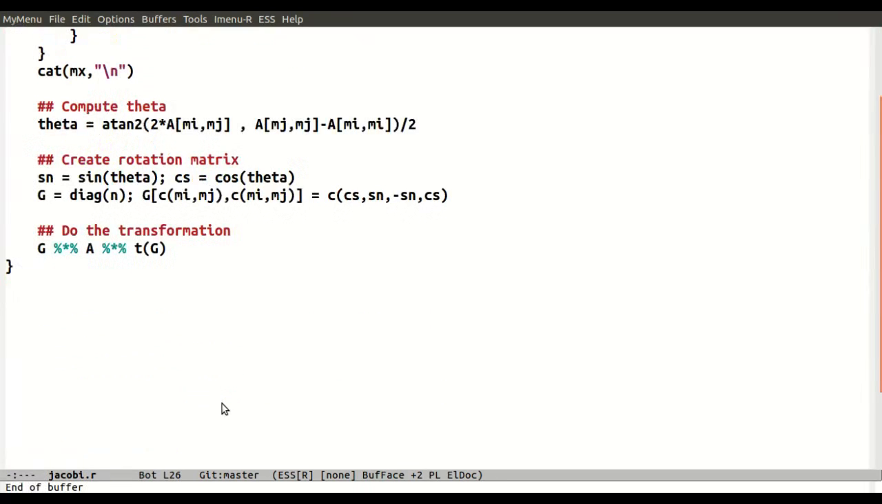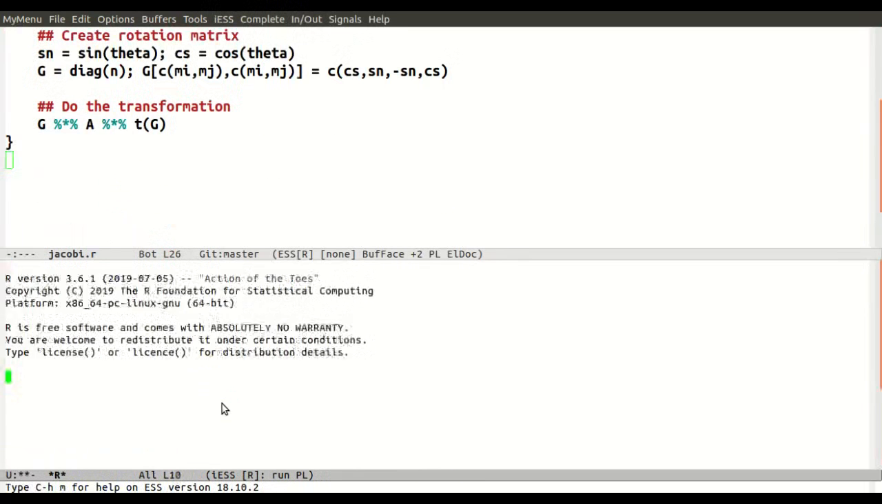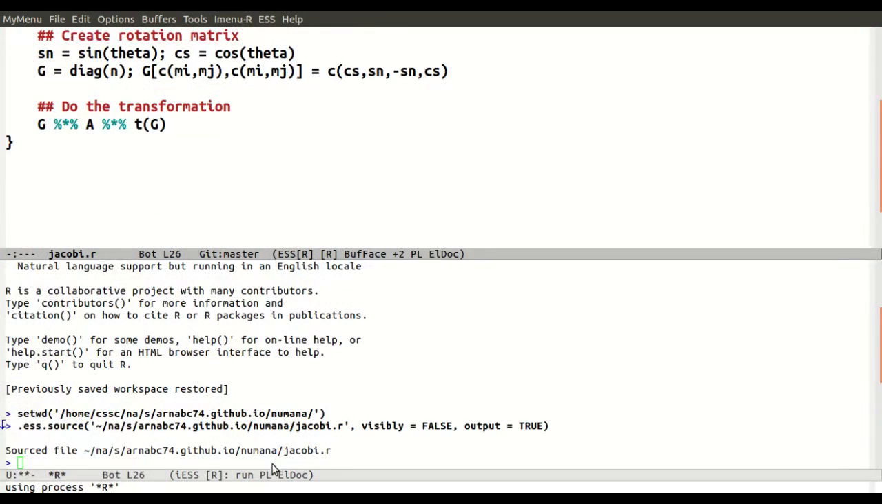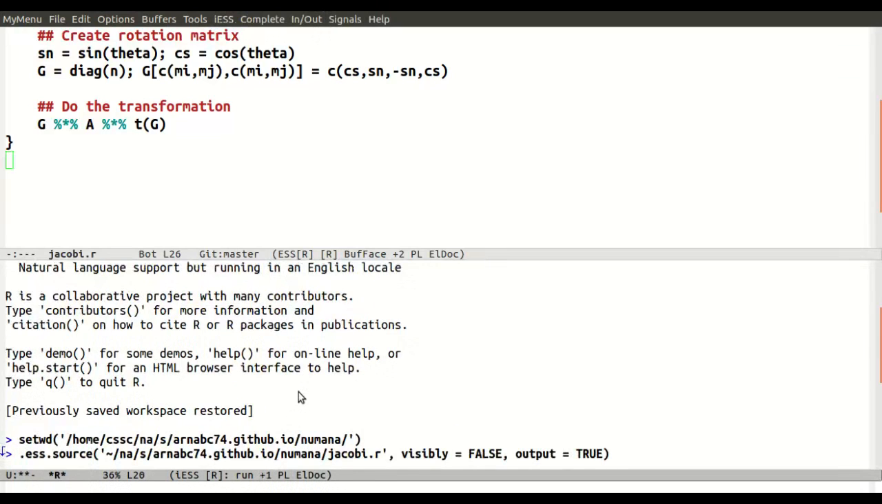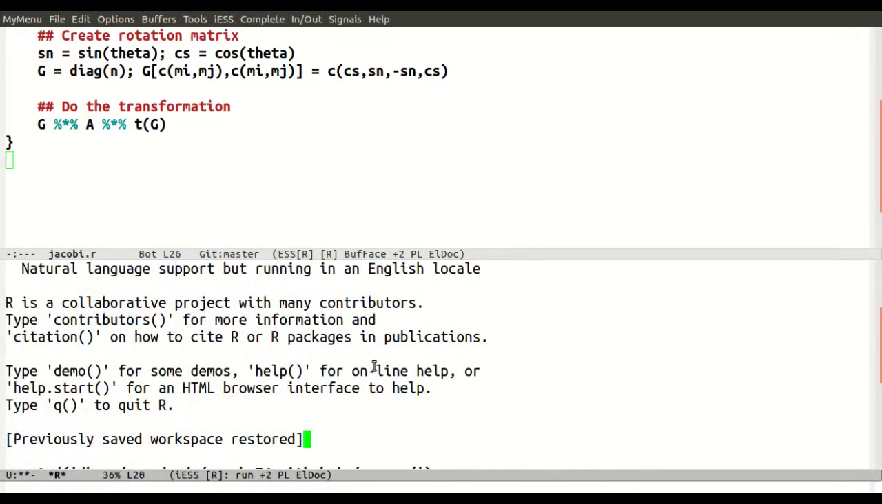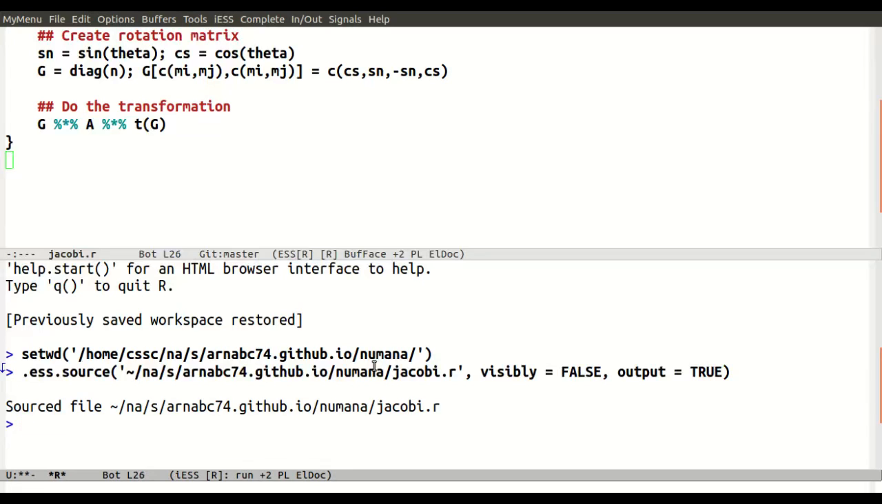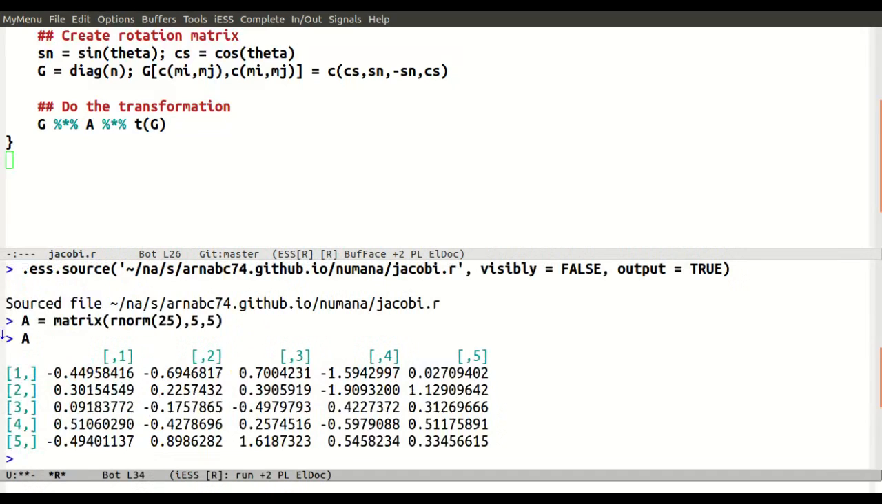Now let's put it to test. So I will load it. I have loaded it. Now let me create, let me increase the font size a bit. Yes. So I will create a symmetric matrix. How do I create a symmetric matrix? Well, I will first just create some matrix. So I will take, say, random normal numbers, and how many? 25 suppose. And I will wrap it into a 5 by 5 matrix. So that gives me a matrix, of course, not symmetric.